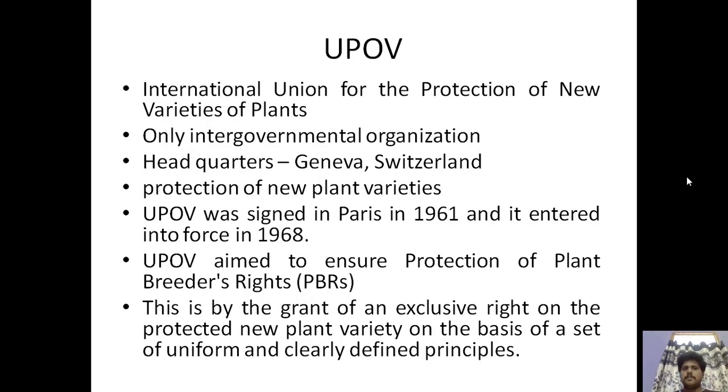Firstly, coming to UPOV. UPOV is abbreviated as International Union for Protection of New Plant Varieties. The only intergovernmental organization concerned with the protection of new plant varieties, its headquarters are situated at Geneva, Switzerland. It was signed in Paris in 1961 and entered into force in 1968. The UPOV aims to ensure the protection of plant breeder rights, a grant of an exclusive right meant for protection of new plant varieties on the basis of a set of uniform and clearly defined principles developed by UPOV.